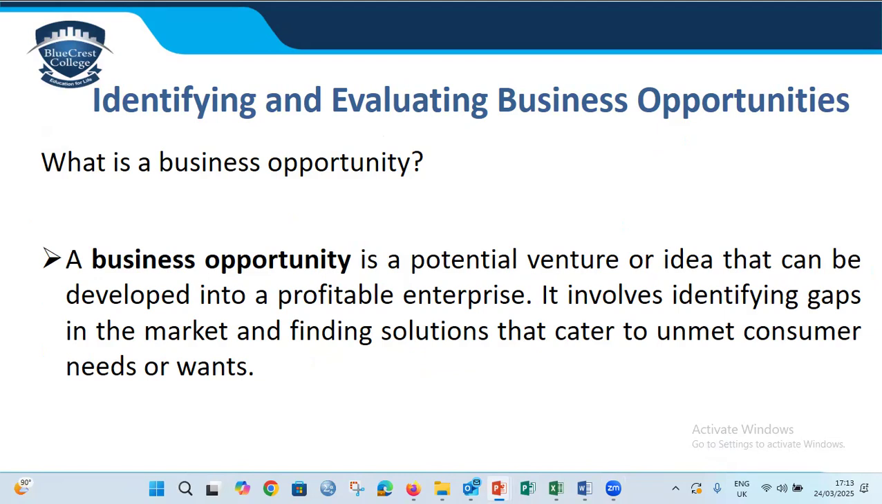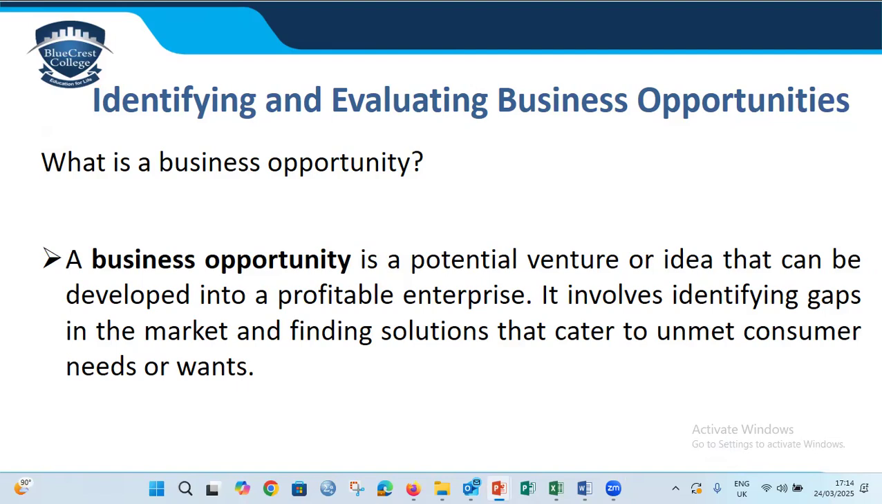So if we say a business opportunity, what is a business opportunity? A business opportunity is any potential venture or idea that can be developed into a profitable enterprise. So any idea or potential venture or thought, anything that can be developed into a profitable enterprise is called a business opportunity.